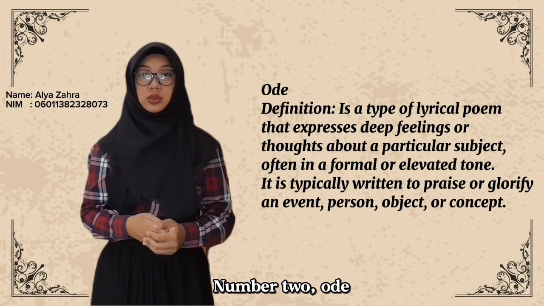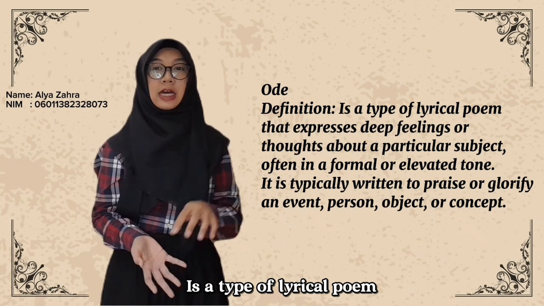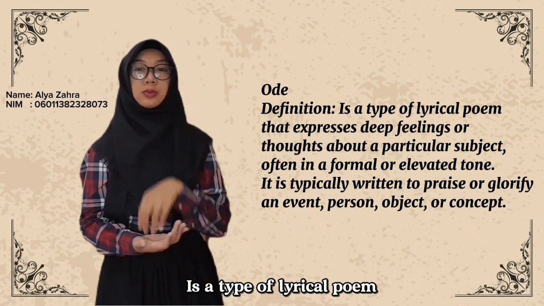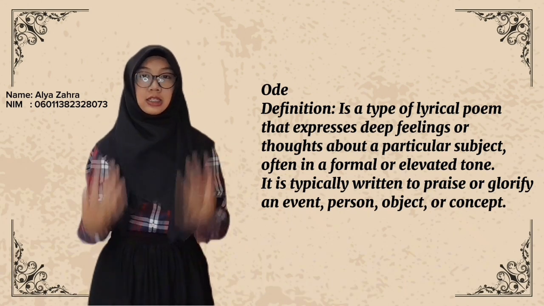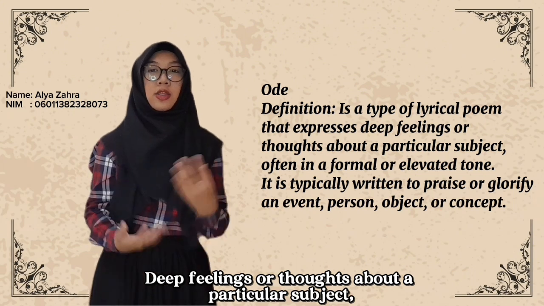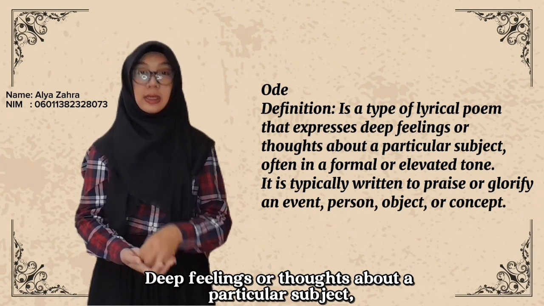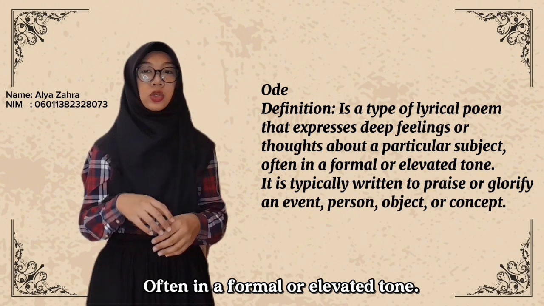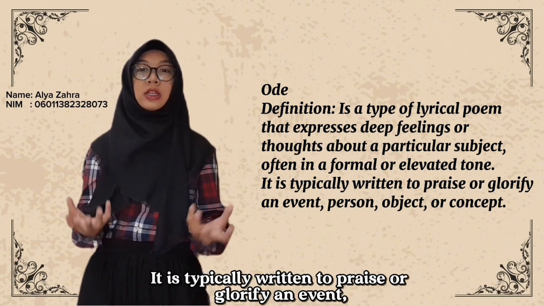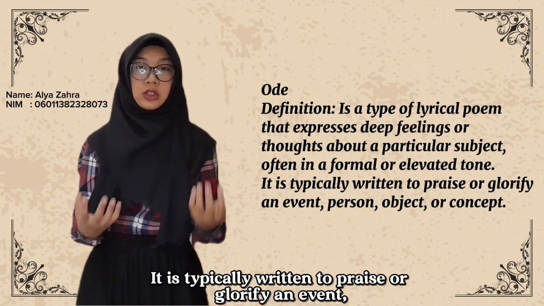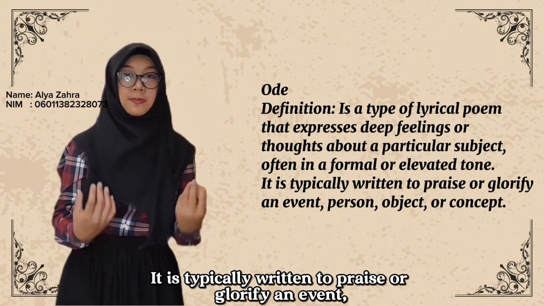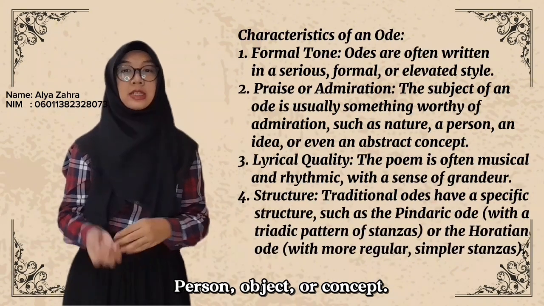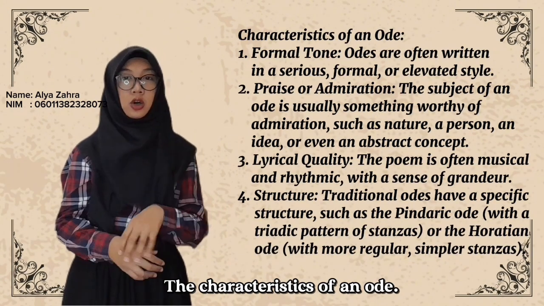Number 2, ode. An ode is a typical type of lyrical poem that expresses deep feelings or thoughts about a particular subject. Often in a formal or elevated tone, it is typically written to praise or glorify an event, person, object, or concept. The characteristics of an ode.